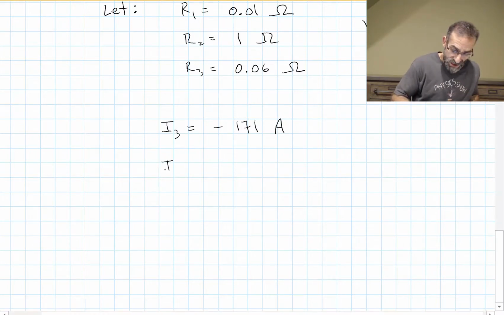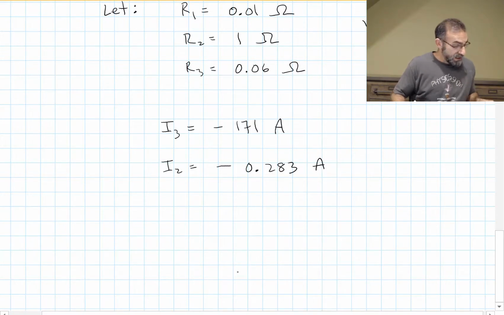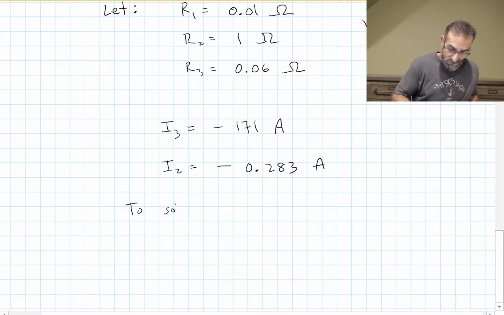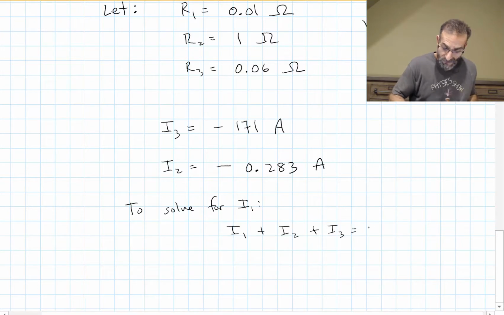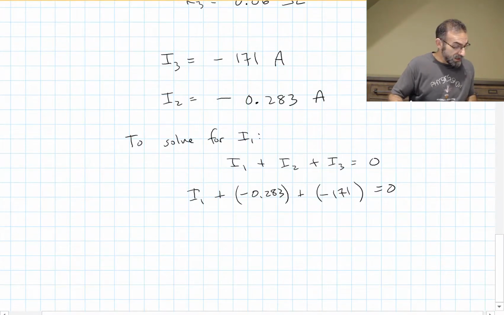Next thing I get when I do this, I get I2 is negative 0.283 amps. And then to solve for I1, I would use my junction rule. Remember, I plug in my negative 171 for I3 and my negative 0.283 for I2. And now I can solve for I1, and I get a positive 171.283 amps.